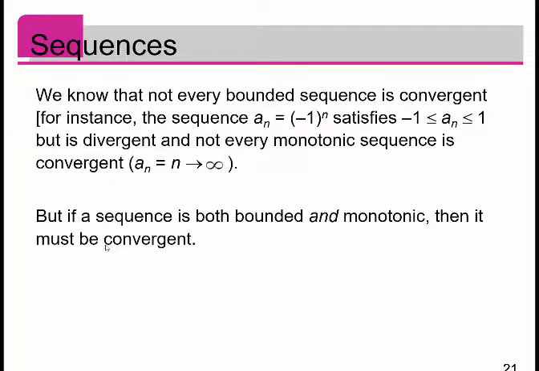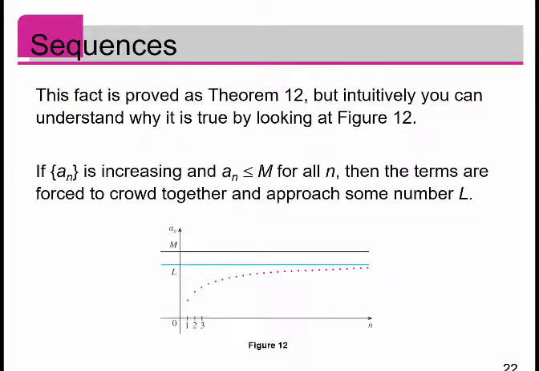All right, so we know that not every bounded sequence is convergent. For instance, the sequence a_n equal to (-1)^n is definitely bounded because it's always between -1 and 1, but it's divergent. And not every monotonic sequence is convergent, like a_n equal to n. All right, that shoots to infinity. But here's the thing: if a sequence is both bounded and monotonic, then it must be convergent. The fact is proved by Theorem 12, but intuitively you can understand why this is true by looking at Figure 12 here. So if a_n is increasing and a_n is less than M for all n, then the terms are forced to crowd together and approach some limit L, like this.